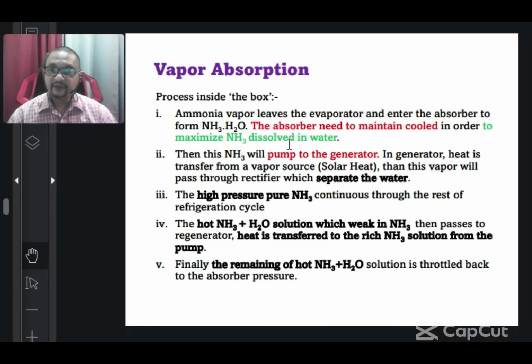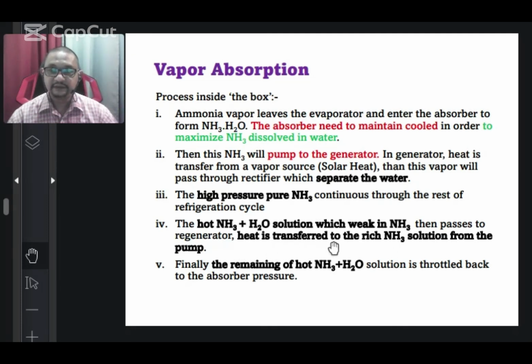Then this ammonia will be pumped to the generator. In the generator, heat is transferred from the vapor source, that means solar heat. Then this vapor will pass through the rectifier, which separates the water. The high pressure pure ammonia continues through the rest of the refrigerant cycle. So the hot ammonia plus water solution, which is weak in ammonia, then passes to the generator.